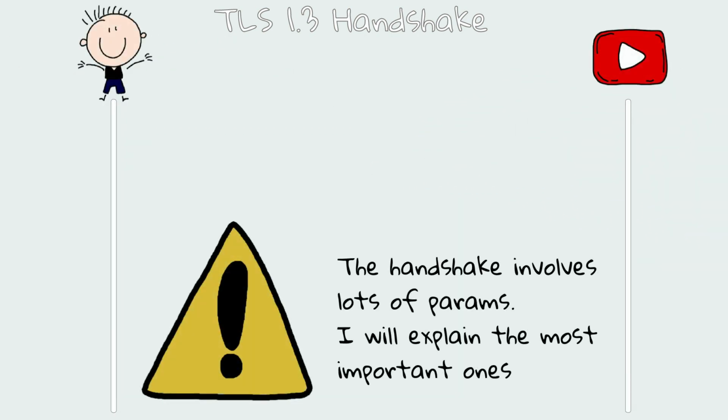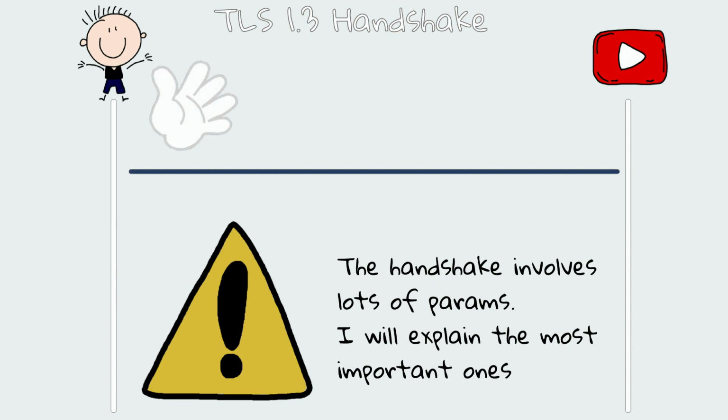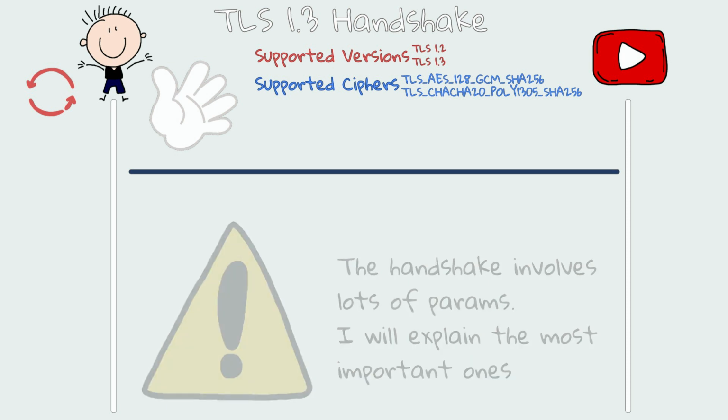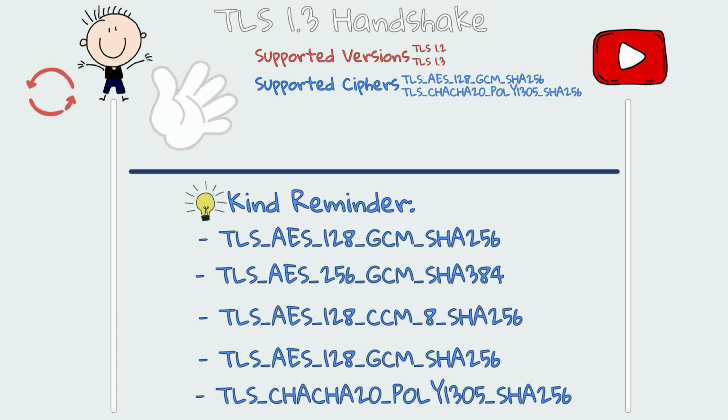First step is a client hello message from the client. This message will include supported versions, for example TLS 1.2 and TLS 1.3. Normally, all clients supporting TLS 1.3 will also support TLS 1.2 for backward compatibility. Of course, we will also have a list of supported cipher suites. Remember, in TLS 1.3, there are only 5 possible cipher suites, and all of them are AEAD algorithms.